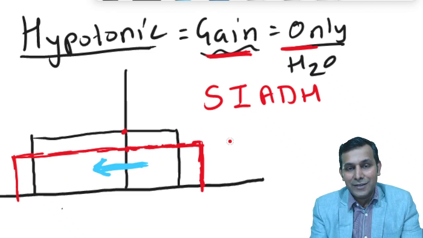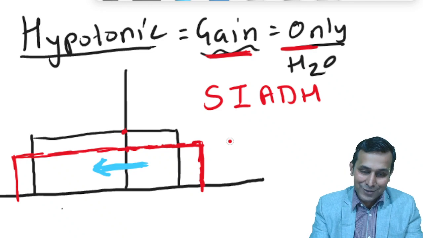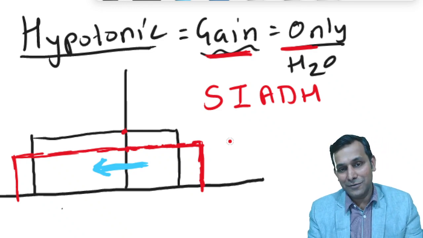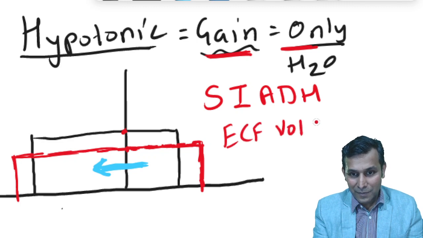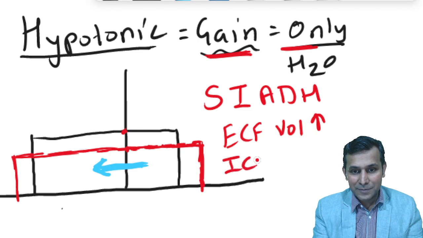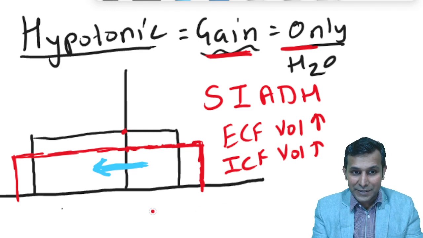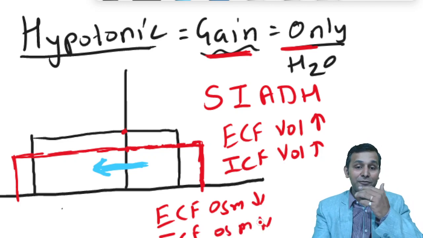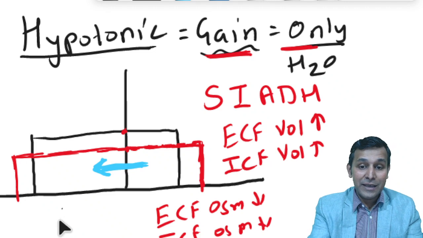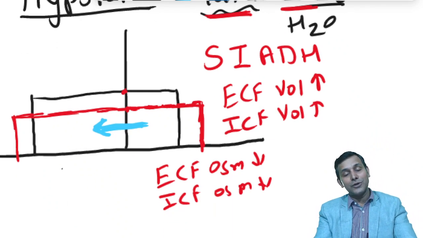but the water is continuously reabsorbed more than required, and the body's water environment is increased. That is hypotonic gain, and this causes this type of situation here, where ECF volume is increased, ICF volume is increased, ECF osmolarity decreases, and ICF osmolarity follows the same, that is, decreases. So ECF volume increases, ICF volume increases, ECF osmolarity decreases, and ICF osmolarity also decreases.